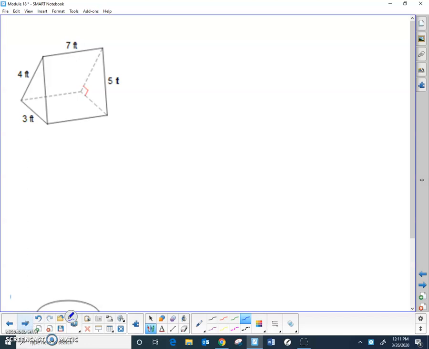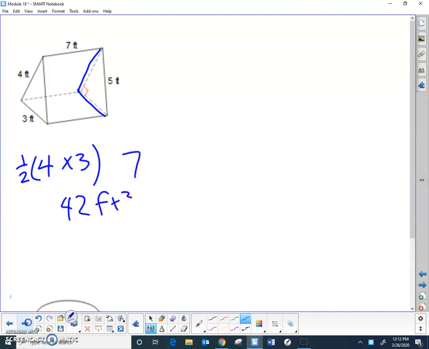All right, next up we have another triangular prism. This time our base is the triangle. We have a right angle, which means these are the two measurements we're going to need, which in this case are 4 and 3. And it's a triangle, so the area is half that. The height of our prism is 7. So in this case, we have 42 cubic feet.